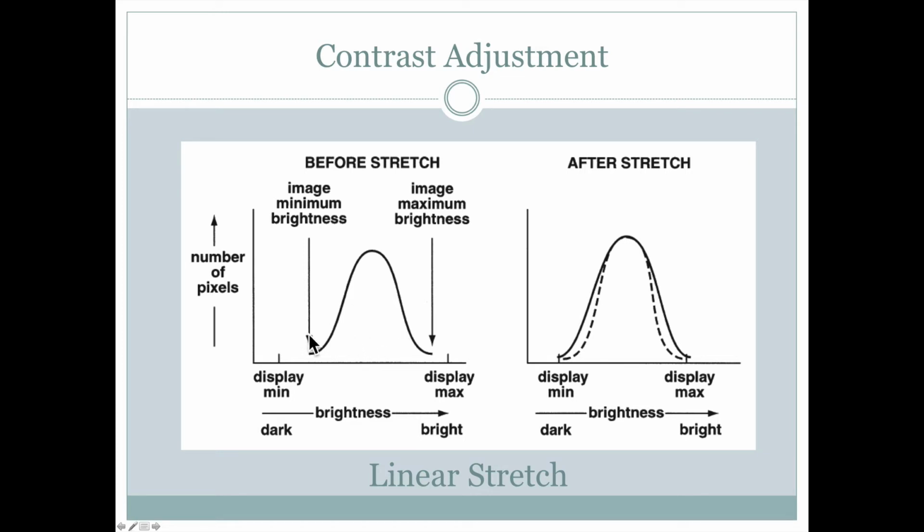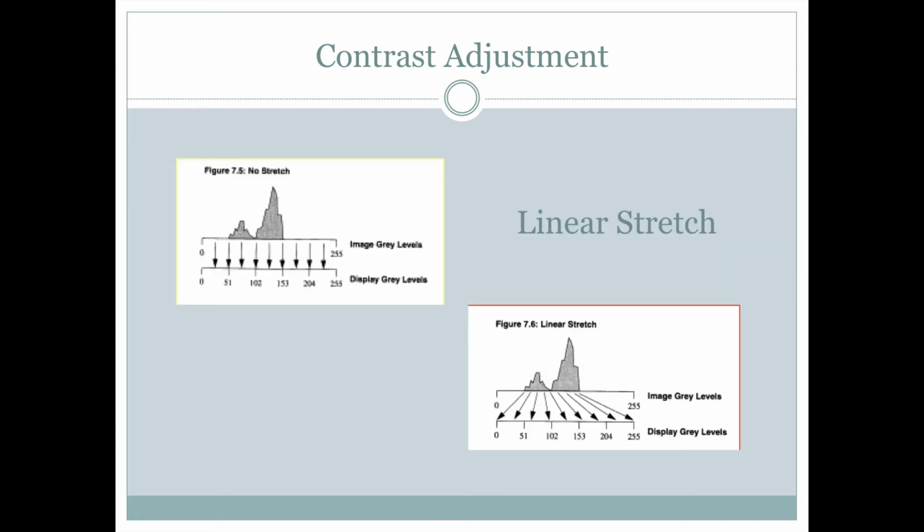And in this example here, the minimum brightness of the image and the maximum brightness of the image can be extended to reach the minimum display brightness and the maximum display brightness. So we take this original histogram and we linearly stretch it out, so that everything gets adjusted along that histogram. So it just starts closer to white at one end and black at the other end, and then we get more contrast in our image. That would be a linear stretch.